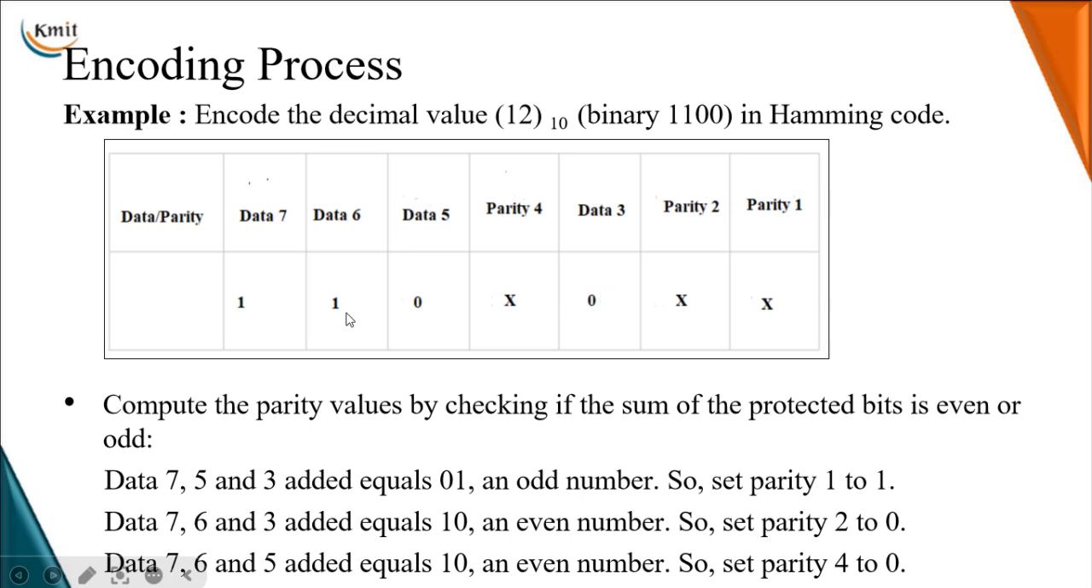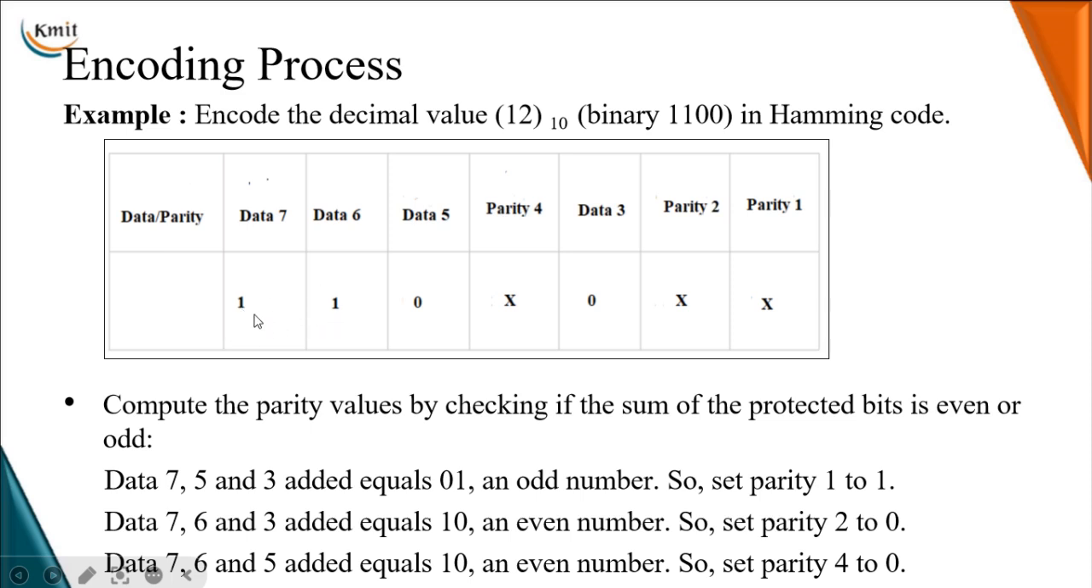So now data 3 is 0, 6 is 1, and 7 is 1. So you can add it or you can count it. If I am adding 1 plus 1 plus 0, I obtain the value of 2. Now the value 2 is an even number, so hence the P2 value becomes 0. Or you can simply count it.